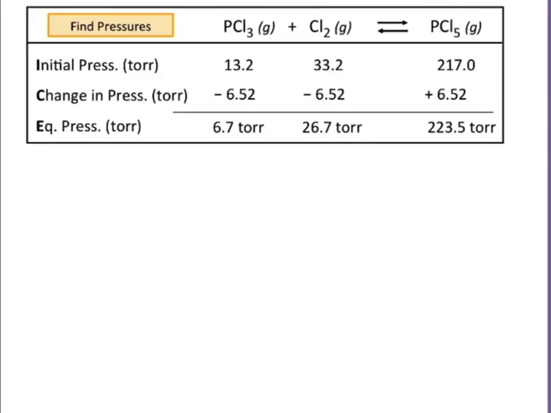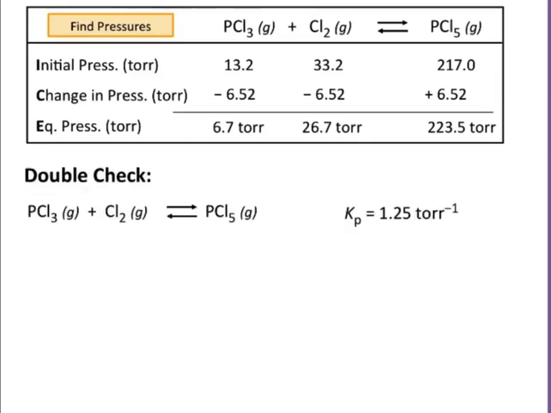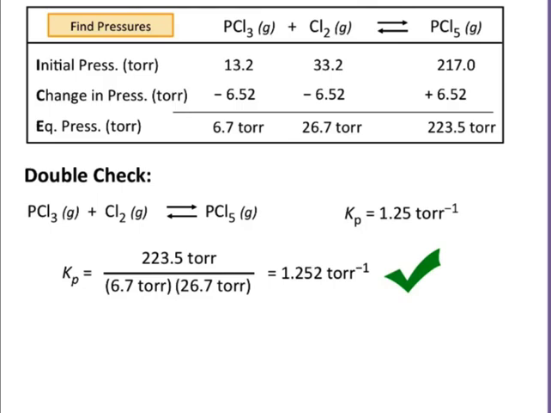All right, so now one thing you should always do is double check. So here's the reaction in the Kp. Let's plug in these equilibrium pressures into the form of Kp, and then, oh great, it equals what we started with to the number of sig figs we have. Awesome. So we know that this worked.